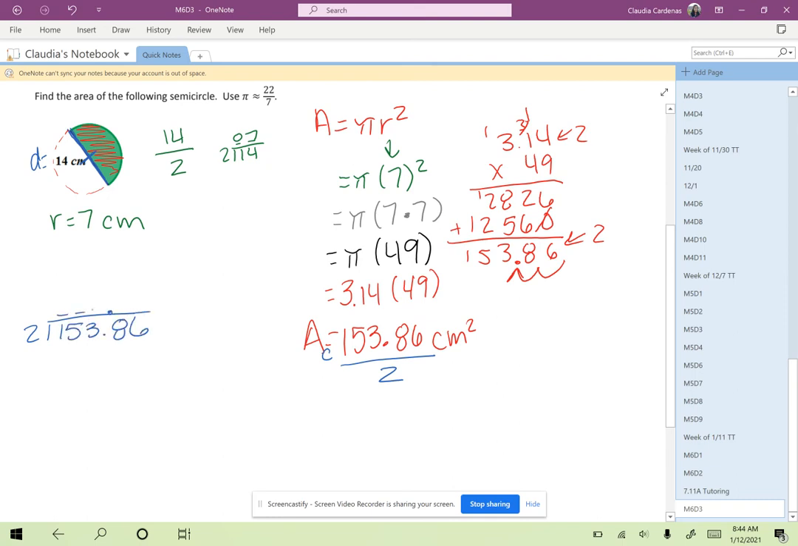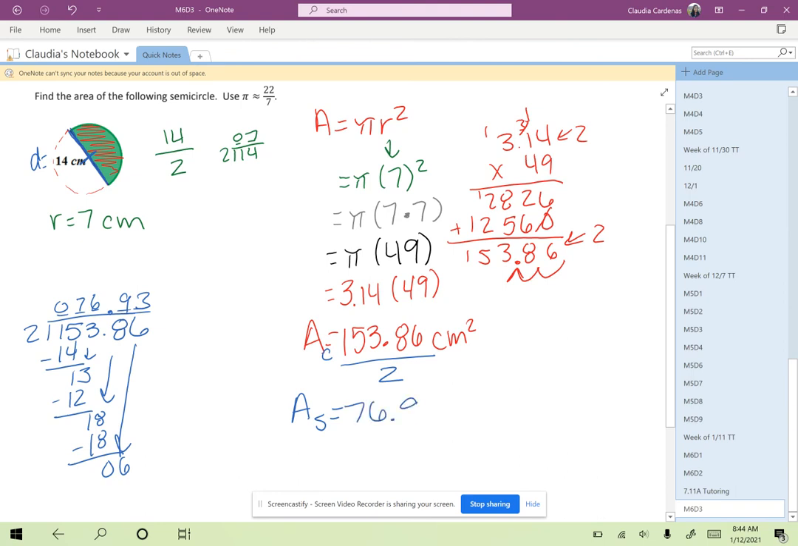So bringing up our decimal point, drawing out our seats, and beginning to divide. That's 6. Bring down the 18. That's 9. That's 0. Bring down the 6. So the area of the semicircle, I'm going to put an S there, is 76.93 centimeters squared.